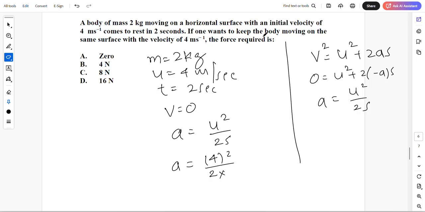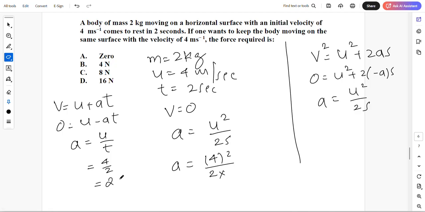Okay. If one wants to keep the body moving on the surface with the velocity of 4 meters per second, the force required is, how much is the force required? Now here s is not given. Therefore I can use which formula? Okay. s is not given, no problem. I can use v is equal to u plus at. Okay. That is v is equal to 0, u minus at. Therefore, a will be equal to u by t. That is equal to 4 by 2, which is 2 meters per second square. Acceleration. Okay, this is nothing but retardation.